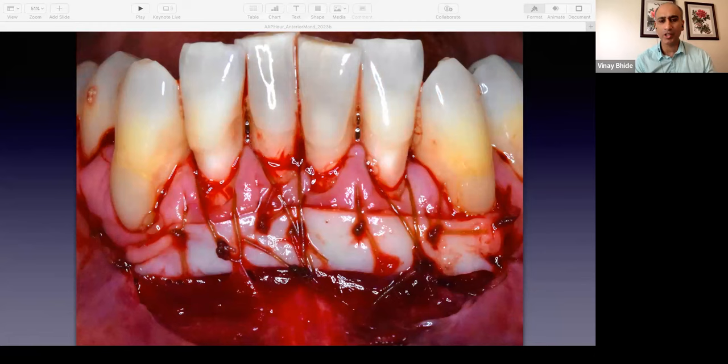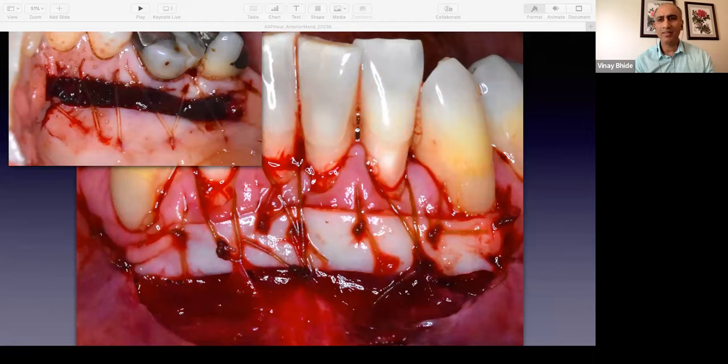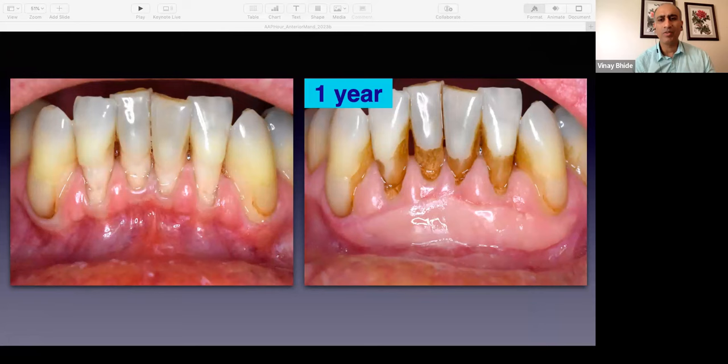We suture the palate, we treat the palate, get hemostasis. And then we see at 1 year, we have a nice thick zone of keratinized tissue. We've increased the vestibular depth. There's been no root coverage obtained, but that wasn't the primary objective of this procedure to begin with. And this is one of the most predictable procedures in not only periodontics, but in all of dentistry.